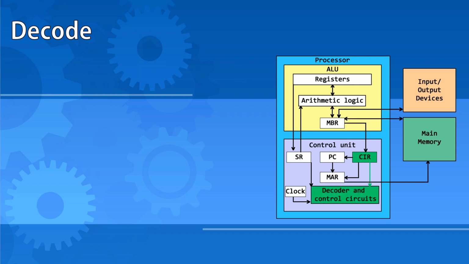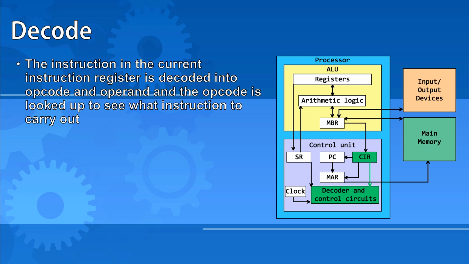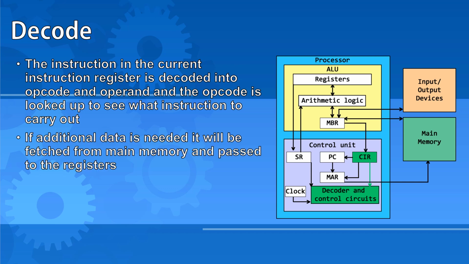Next comes the decode stage. The instruction in the current instruction register is decoded into its opcode and operand, and the opcode is looked up to see what instruction needs to be carried out. If additional data is needed at this point to carry this operation out, it will be fetched from main memory and passed to the registers.